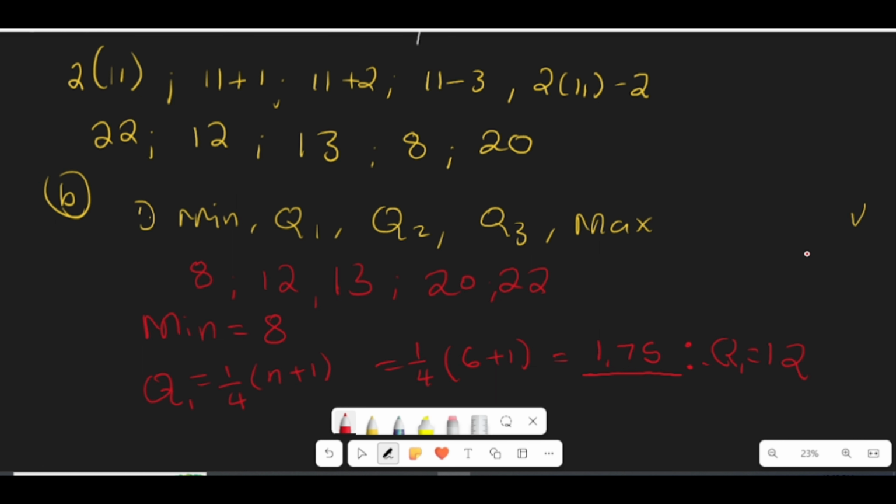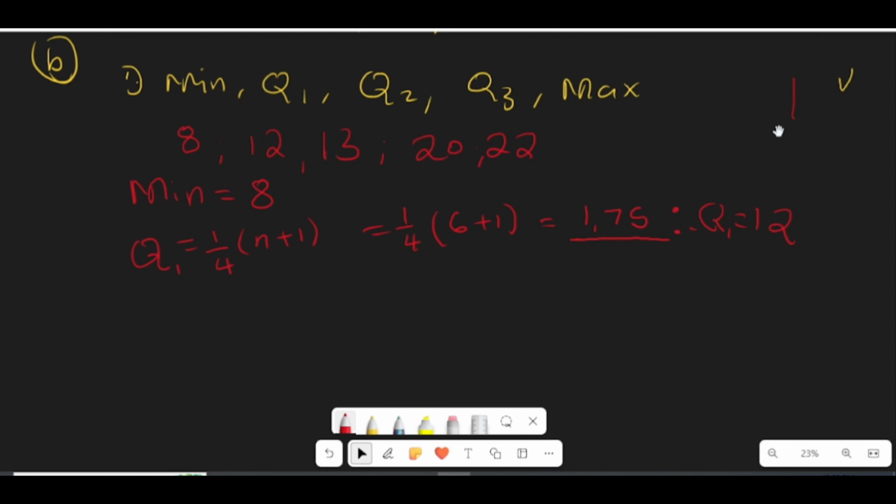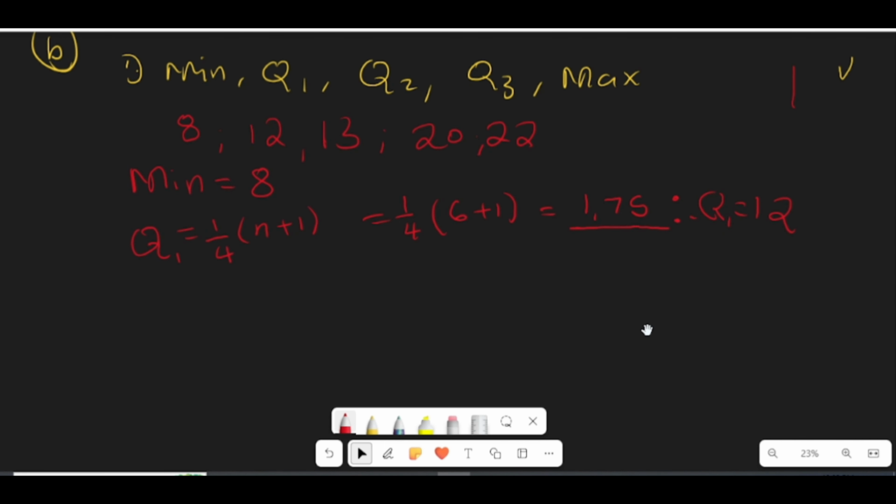Okay, great stuff. Let's go ahead and look for Q2. Let me just move this a little bit up, so that we can have more space to write on. Okay, here we go. I'm looking for Q2.